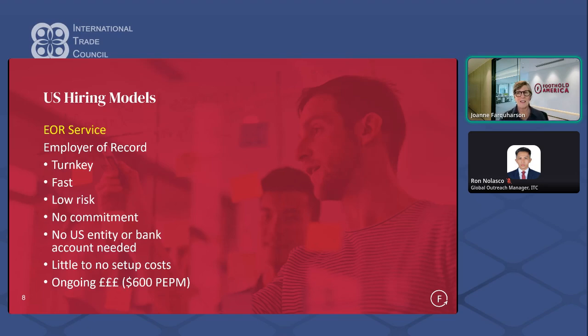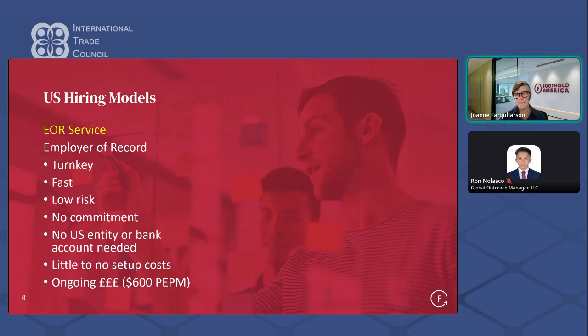It's very fast. So you can find your candidate and they can be working a week later. And it's low risk because you don't have to worry about compliance. Your employer of record is taking care of that. And there's no long-term commitment. So maybe you find someone and you think they'd be great, and then something shifts in your company and you say, you know what, we're going to expand to a different country, or the US isn't working for us, and you haven't made a long-term commitment. So this is something that is very, very popular for getting started, for testing the waters.